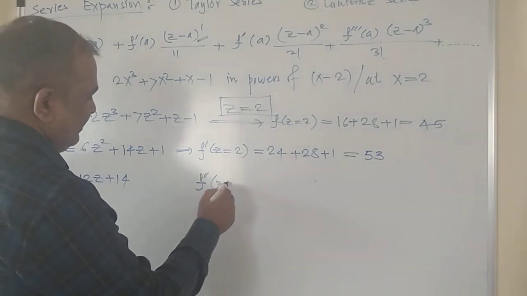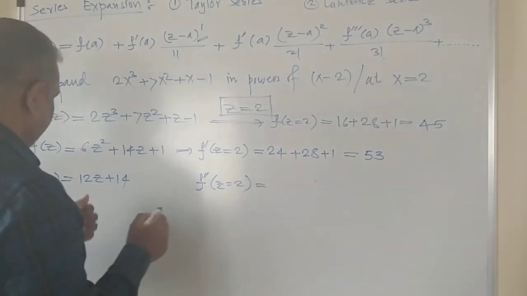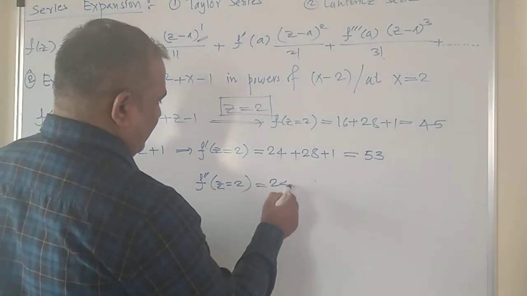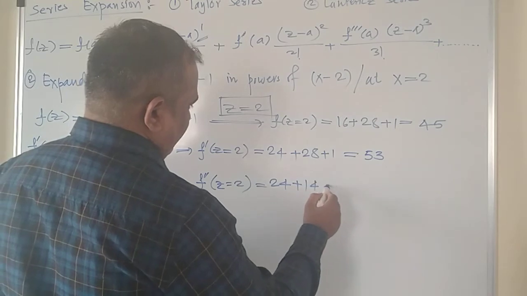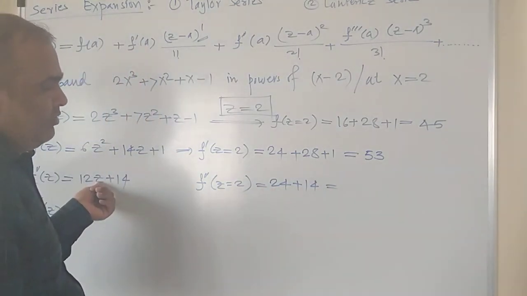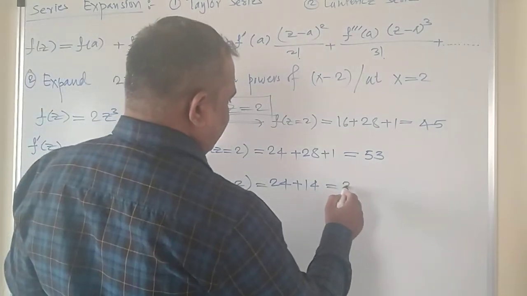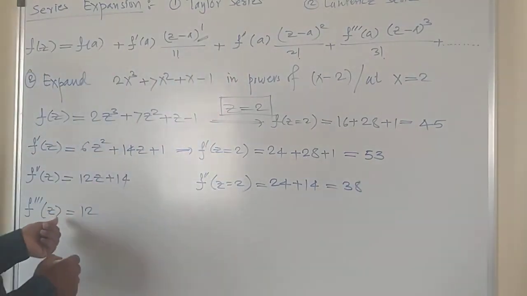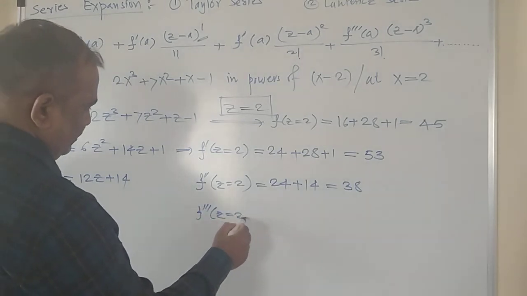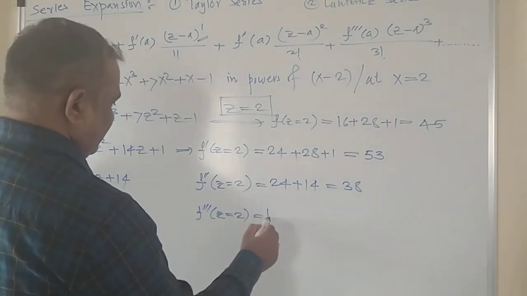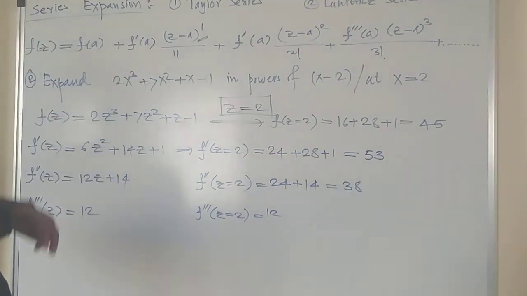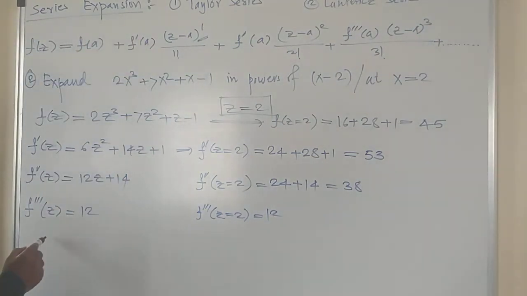F double dash at z equals 2 is equal to 12 into 2 is 24, 24 plus 14, 20 plus 24 plus 4 is 28, 28 plus 10 is 38. And f triple dash of z at z equals 2 is a constant, that is 12 only. Now use all these values in the Taylor series and expand this.